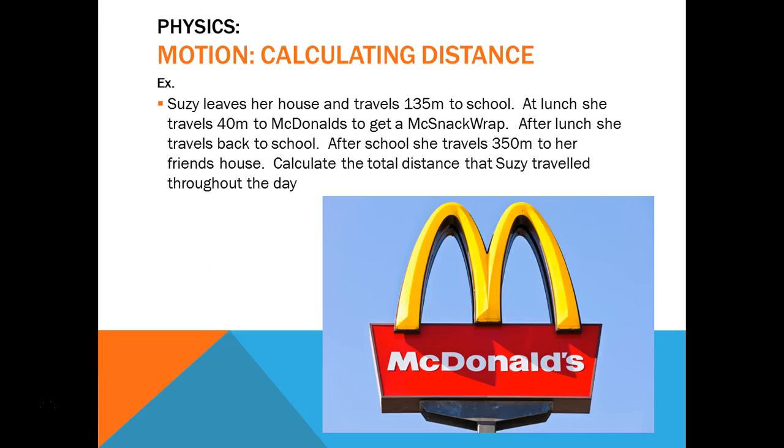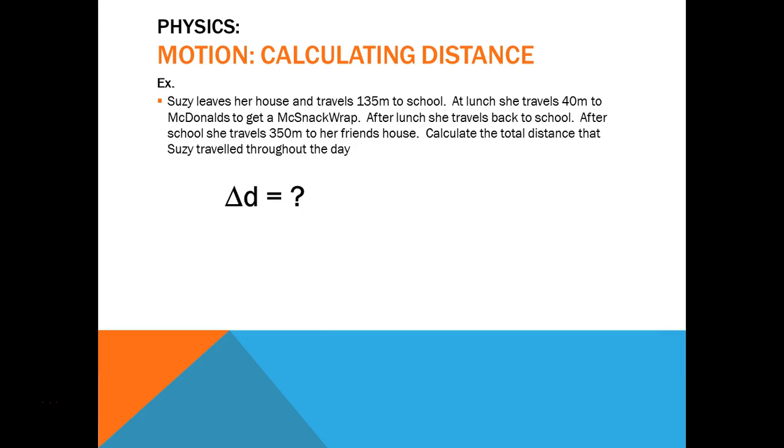So if Susie goes to McDonald's, oh boy, that's not very healthy, but she has to travel 135 meters to school. Then at lunchtime, she must have a longer lunch than us, she travels 40 meters to McDonald's to get a mixed snack wrap. That sounds healthy, but it's not. After lunch, she travels back to school, and then after school, she travels 350 meters to her friend's house. So how far has she gone in the whole day? As I'm sure you already know, you just add up all those numbers.